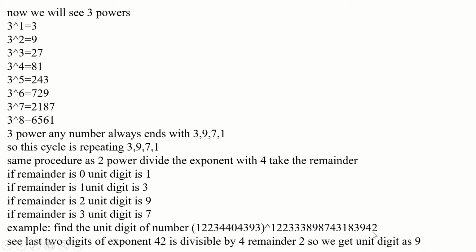Suppose in this place, if you have a 3, then you get a remainder 3. If remainder 3 is there, you get a unit digit of 7, right? If in this place you have 44, you get a unit digit of 1 because the remainder is 0. 44 is exactly divisible by 4.